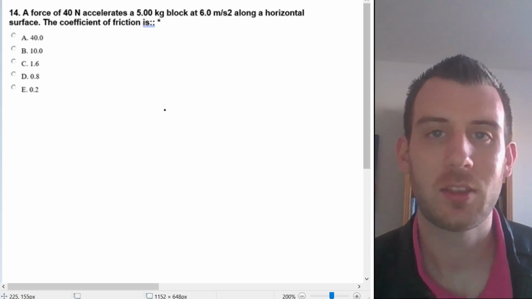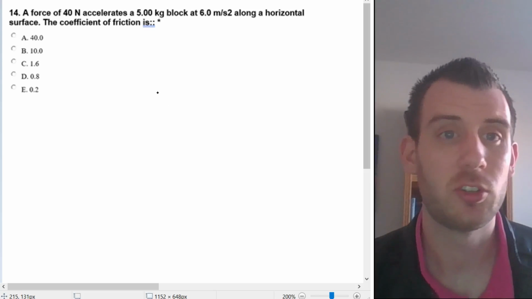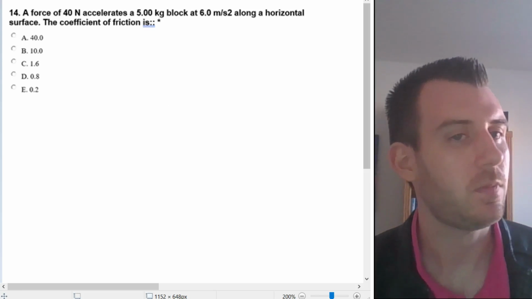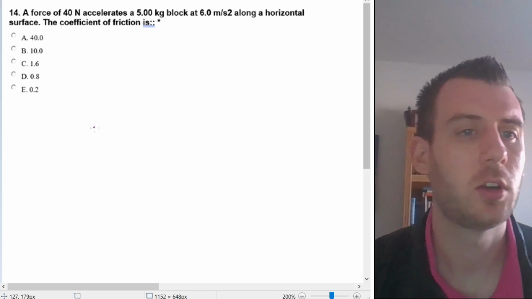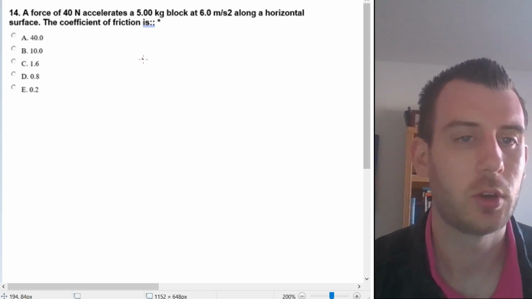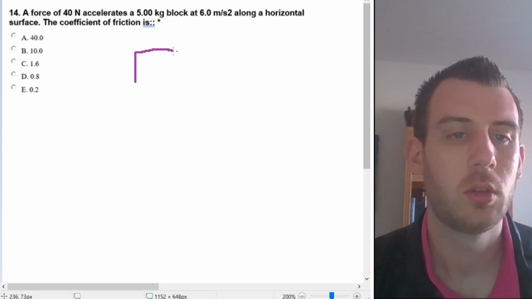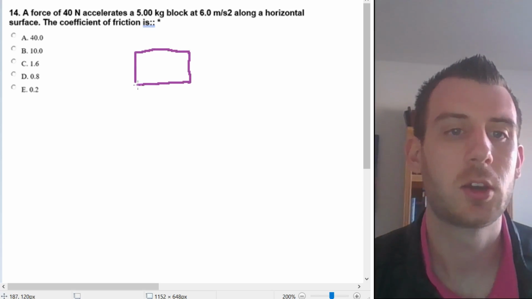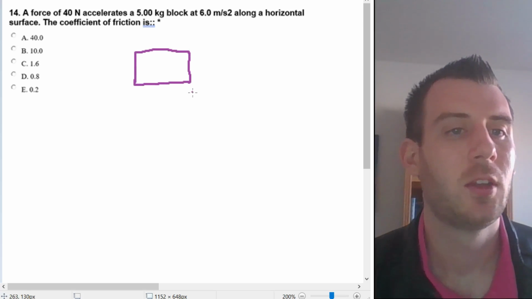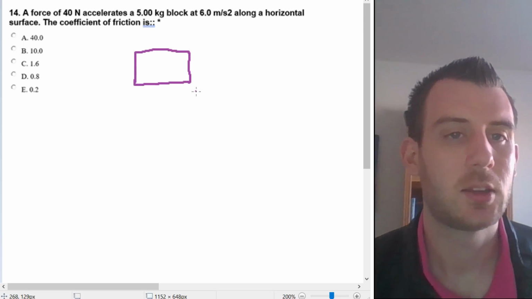Well, you know that my favorite thing is always to start with a picture. So I'm going to start with a picture. And so what are we working with here? It says that we've got a block, so I could draw a block. There's my block, a curvy block. I've got a force that's acting on it, and it is accelerating.